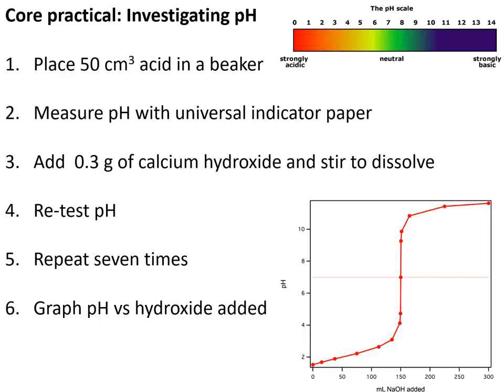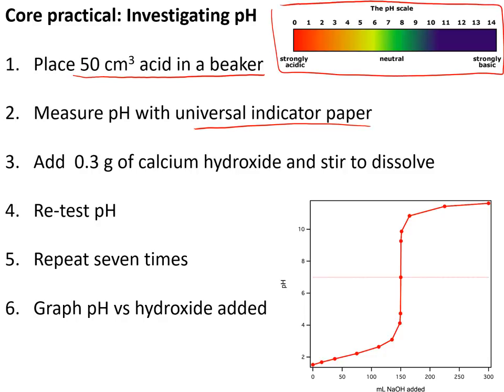The second core practical on the acids topic involved investigating how the pH of an acid changed as you added small amounts of a base to it. We started by placing 50 centimetres cubed of an acid in a beaker, and we measured the initial pH with universal indicator paper. You can see the color changes you get from that up here. Then we added 0.3 grams of calcium hydroxide, stirred it until it dissolved, and retested the pH with the universal indicator paper. We repeated this a further 7 times, so we ended up adding a total of 2.4 grams of calcium hydroxide in 0.3 gram increments, measuring the pH again after each one.